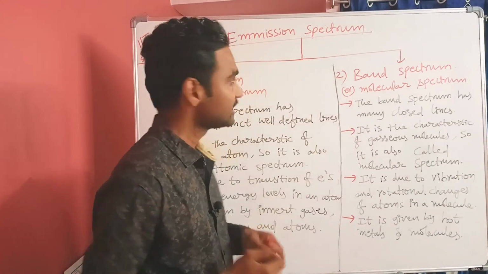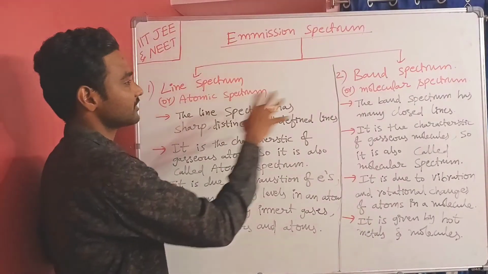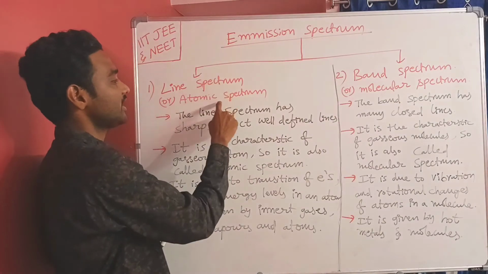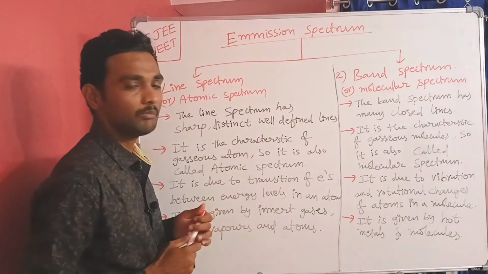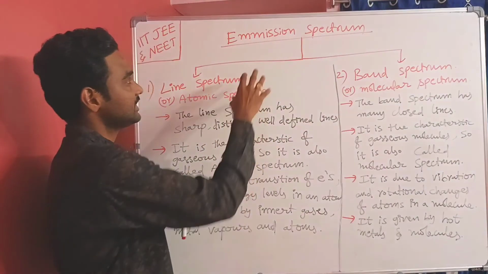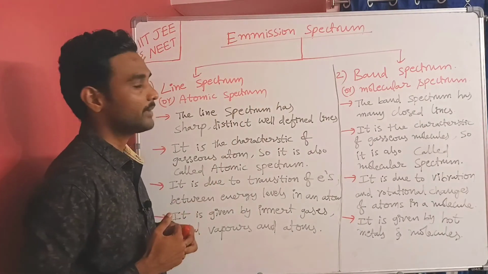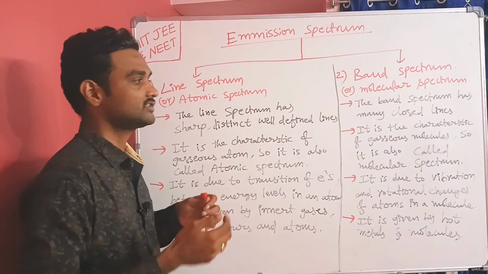Have you understood? This is the main difference between line spectrum and band spectrum. Line spectrum is also called atomic spectrum. Band spectrum is also called molecular spectrum. Okay, this is the classification of emission spectrum. Okay, this is today's class.